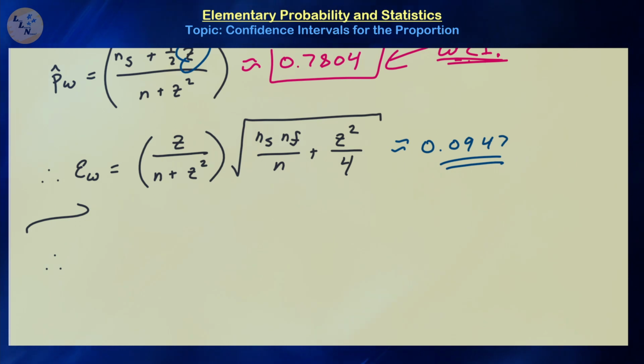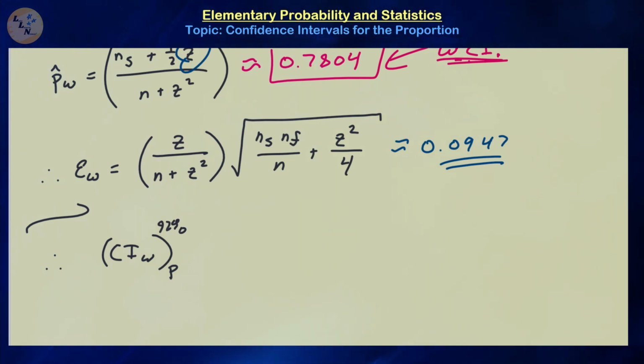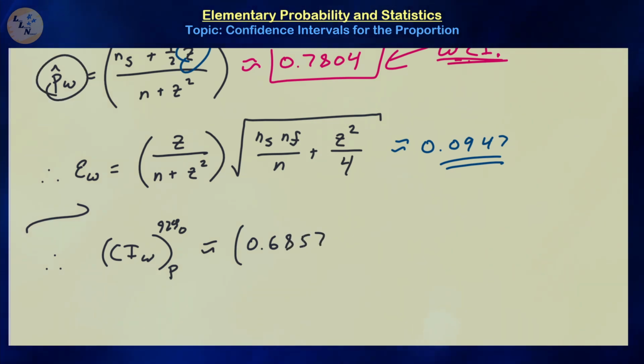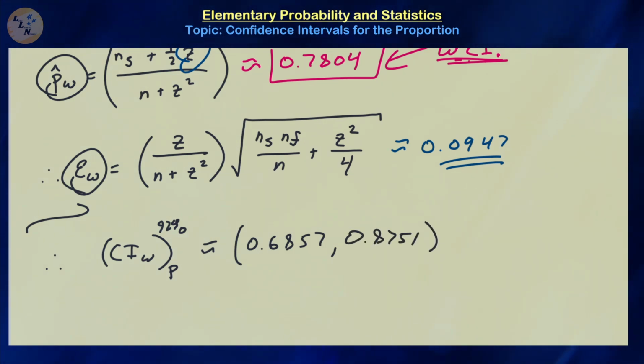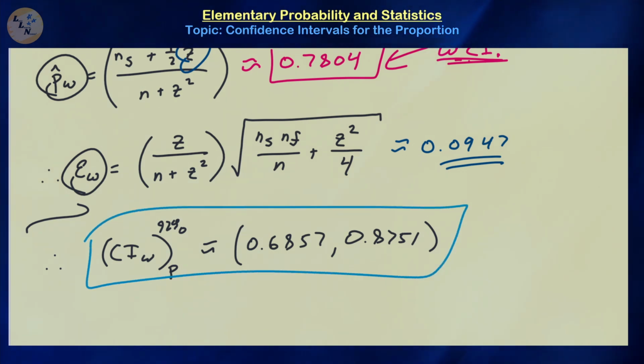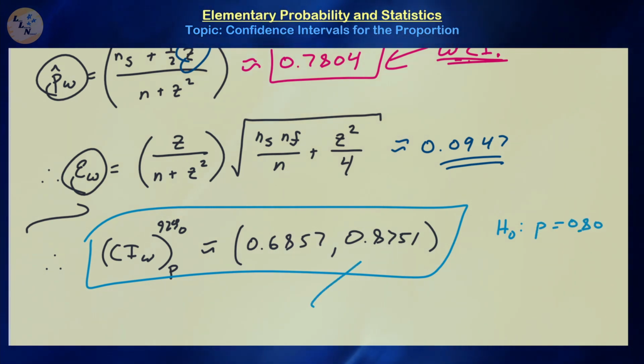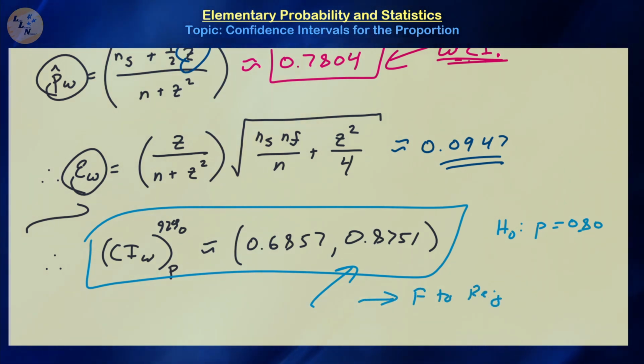Once you calculate all these things, that means our Wilson confidence interval for the population proportion P under a 92% level of confidence is going to be approximately equal to 0.6857, so p hat W minus epsilon W, and then p hat W plus epsilon W, 0.8751. So that is our conclusion. Remember that the null hypothesis was that the population proportion was equal to 80%. Since 80% belongs to this particular interval, we're going to be failing to reject the null hypothesis here.